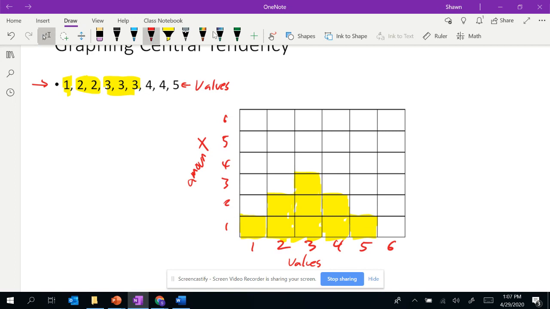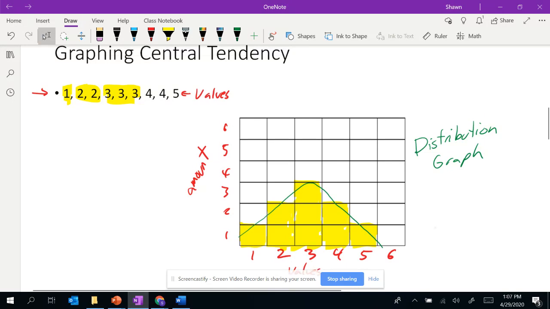What we end up with here is what is called a distribution graph. This graph is a distribution graph, and it's very good at making predictions and helping us understand a few different things about averages. Now we're going to take a couple of looks at distribution graphs and see how to interpret them, and how mean, median, and mode fit with these distribution graphs.